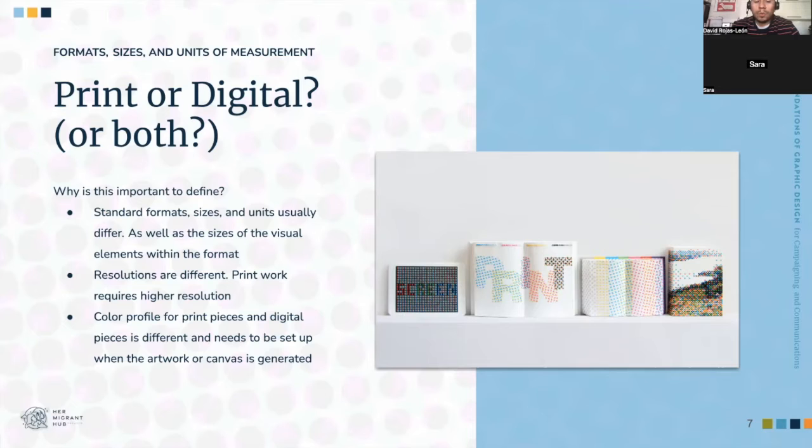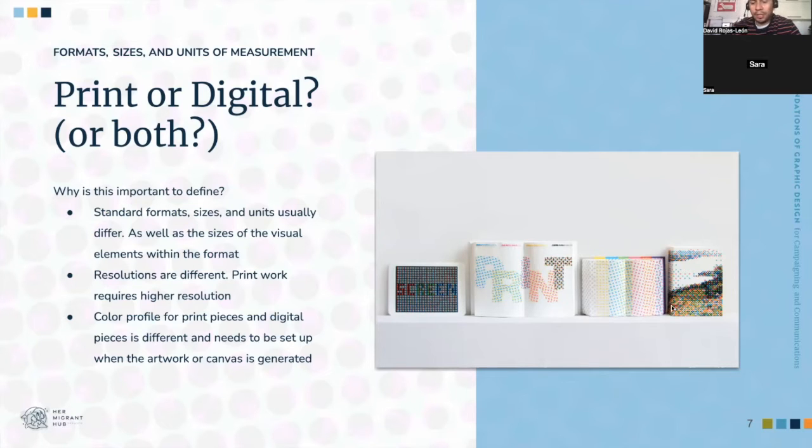So for print pieces, we are working with CMYK. I don't know if you have ever seen that acronym. I'm going to show you what it means. And we will have a class on color specifically, but I'll tell you more about this in a second. Then for digital pieces, we usually work in RGB.